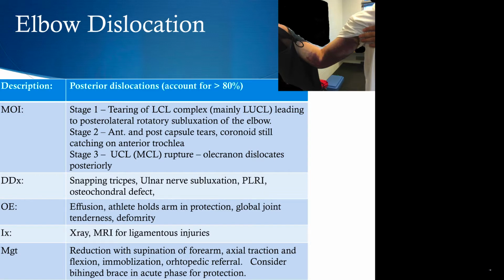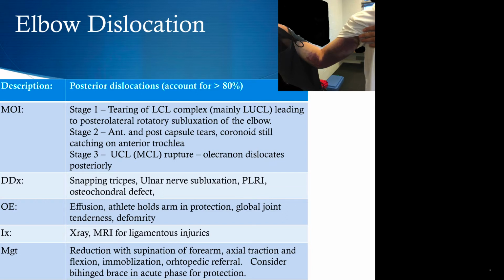On examination, there's typically a large effusion. The athlete will want to protect their arm and hold it in position. There's essentially global joint tenderness, and there's usually a deformity as well. Imaging: X-ray, and MRI for ligamentous injuries. This can happen after, obviously, the acute treatment, which is essentially to reduce the arm.